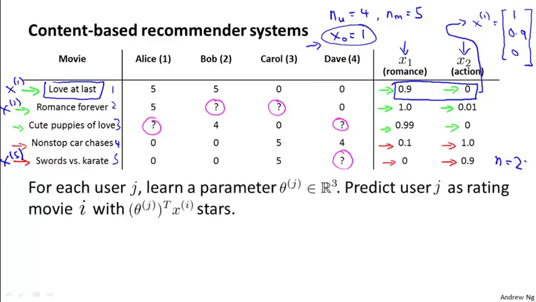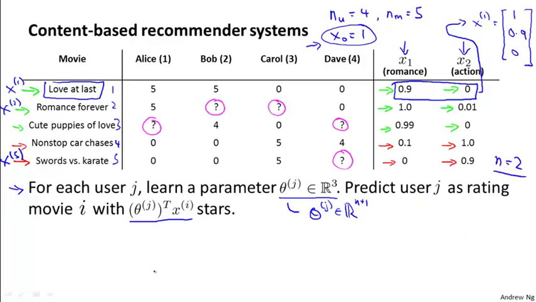Now, in order to make predictions, here's one thing we could do, which is that we could treat predicting the ratings of each user as a separate linear regression problem. So specifically, let's say that for each user j, we're going to learn a parameter vector theta^j, which would be in R^3 in this case. More generally, theta^j would be in R^(n+1), where n is the number of features, not counting the intercept term. And we're going to predict user j as rating movie i with just the inner product between the parameter vector theta^j and the features x^i.